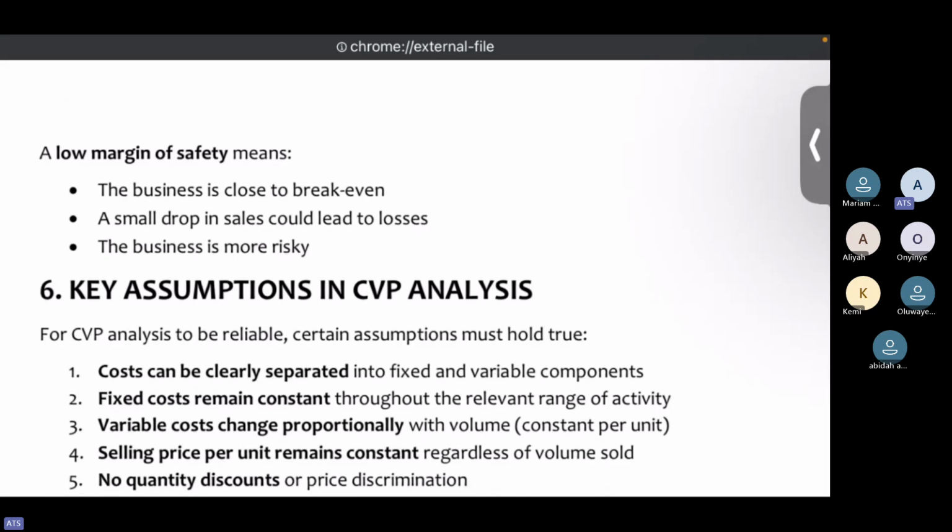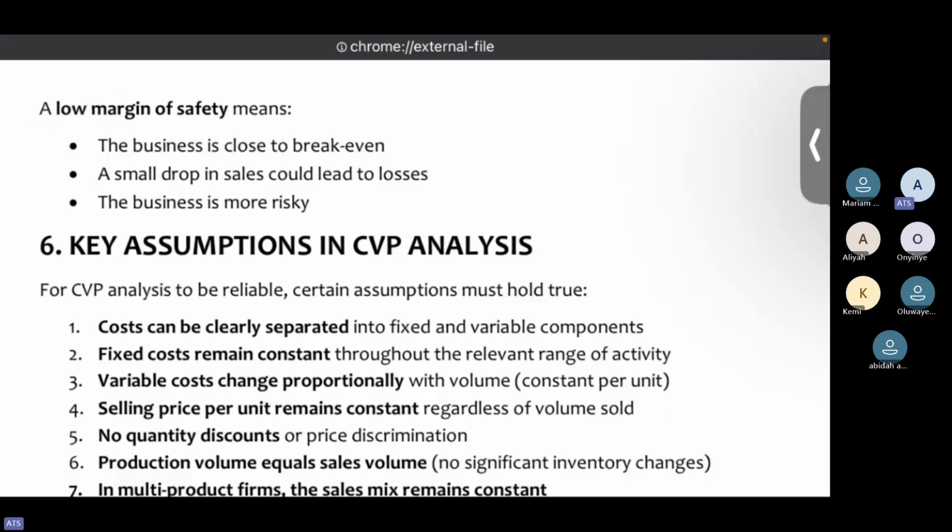Now, there are some assumptions in CVP analysis. They are not necessarily realistic. Not every business operates like this, but just like a lot of concepts in cost accounting, like EOQ, for example, we also have assumptions here that you have to take into consideration when you are using CVP analysis. So you should bear in mind that even if you are using CVP analysis to be cautious, there are some things that are beyond your control and don't fall into the assumptions of CVP analysis.